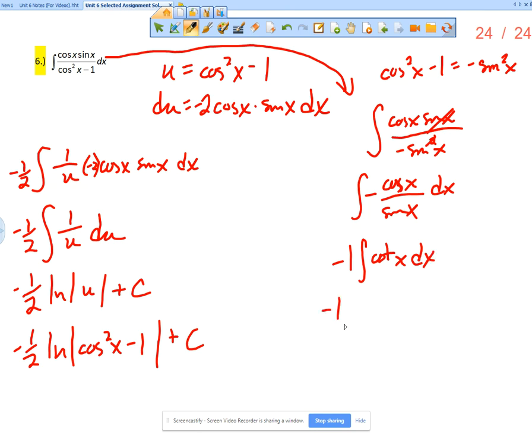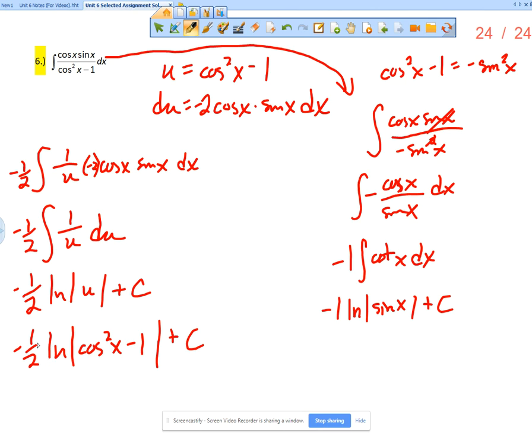So I have negative 1 times the integral of cotangent, which is the natural log of the absolute value of sine x, and then of course plus c. So then the question is, are these two things equivalent?